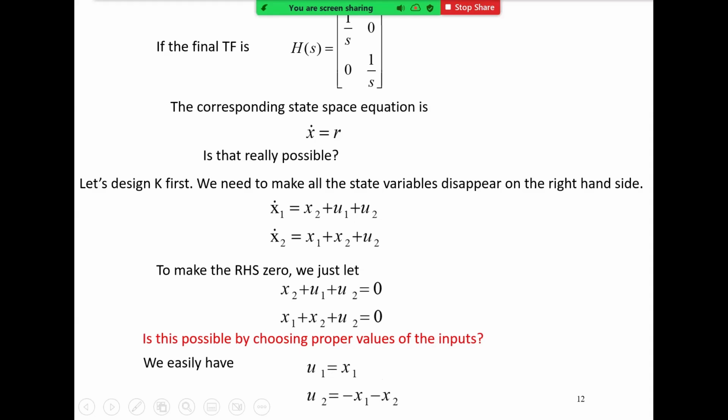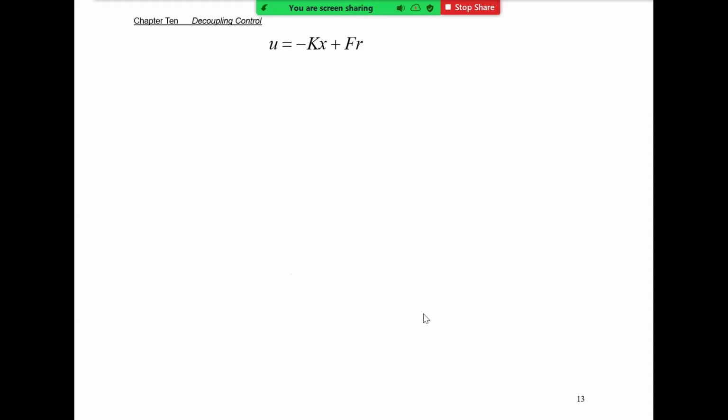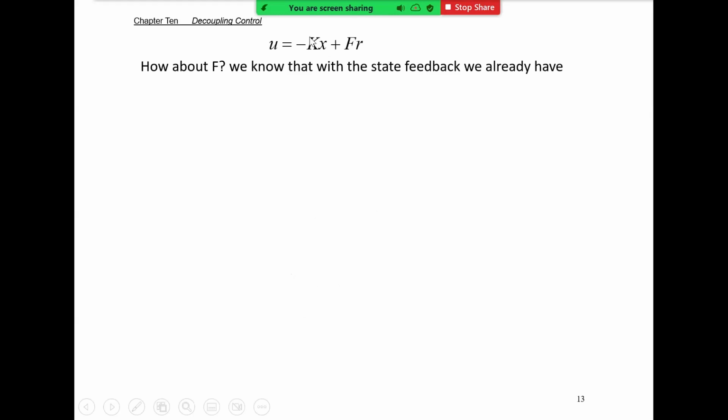So you say, hey, this is simple. In this way, we already designed the minus Kx, so the input is a feedback. But now let's go to this part: how are we going to design the F?